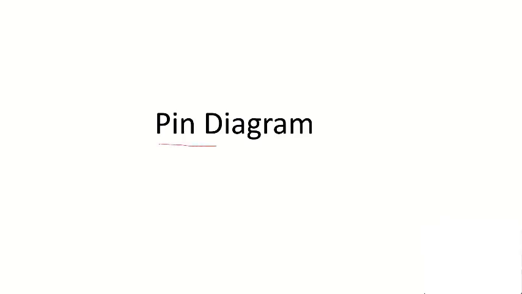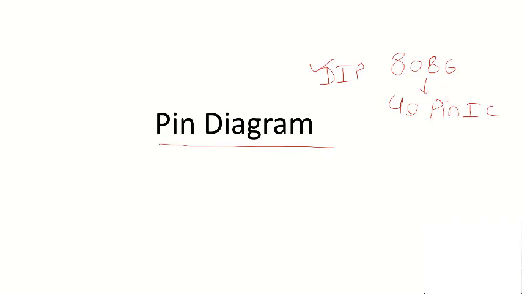Now we will discuss the pin diagram of 8086. Basically 8086 is a 40 pin IC, with a dual inline package. It means 20 pins will be on this side and 20 pins on this side. So this is a dual inline package.